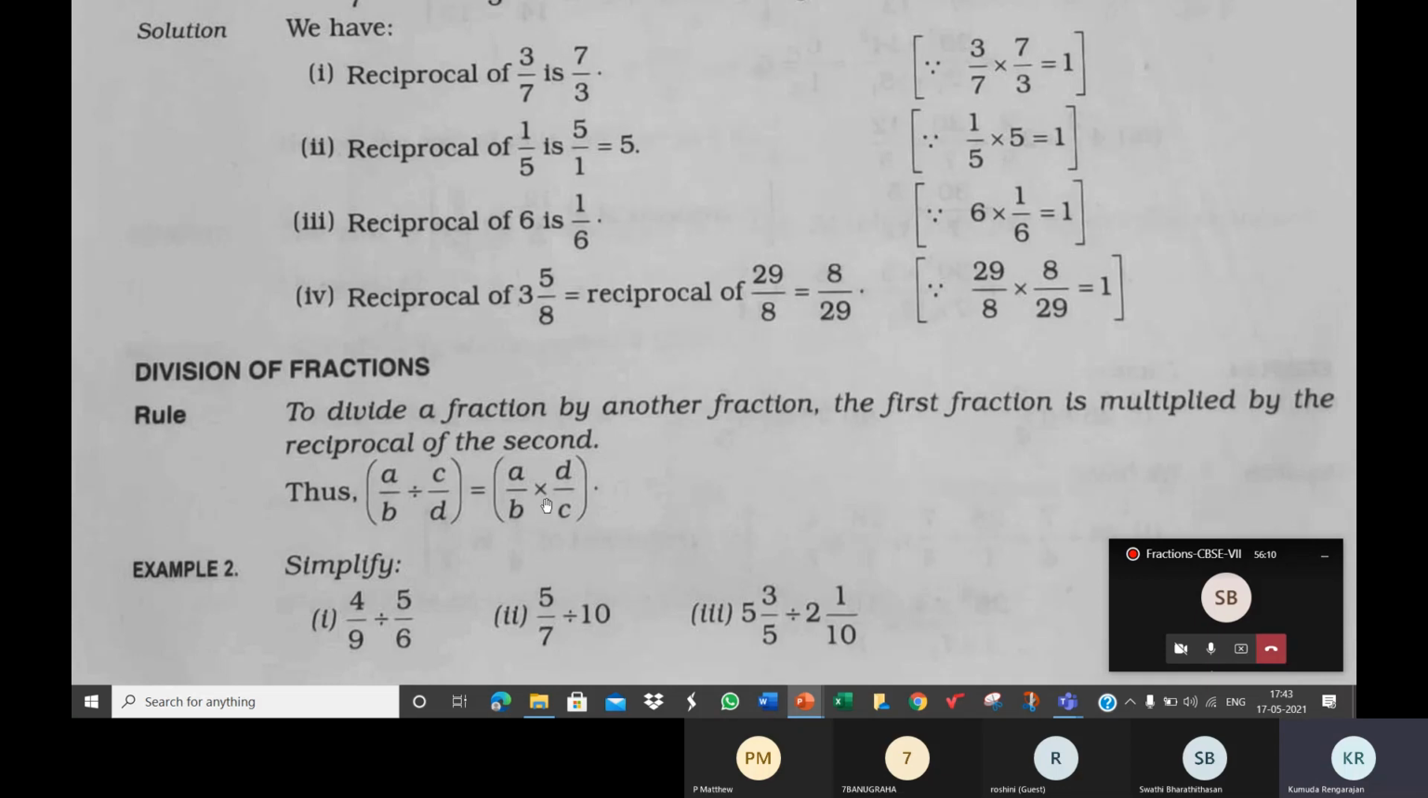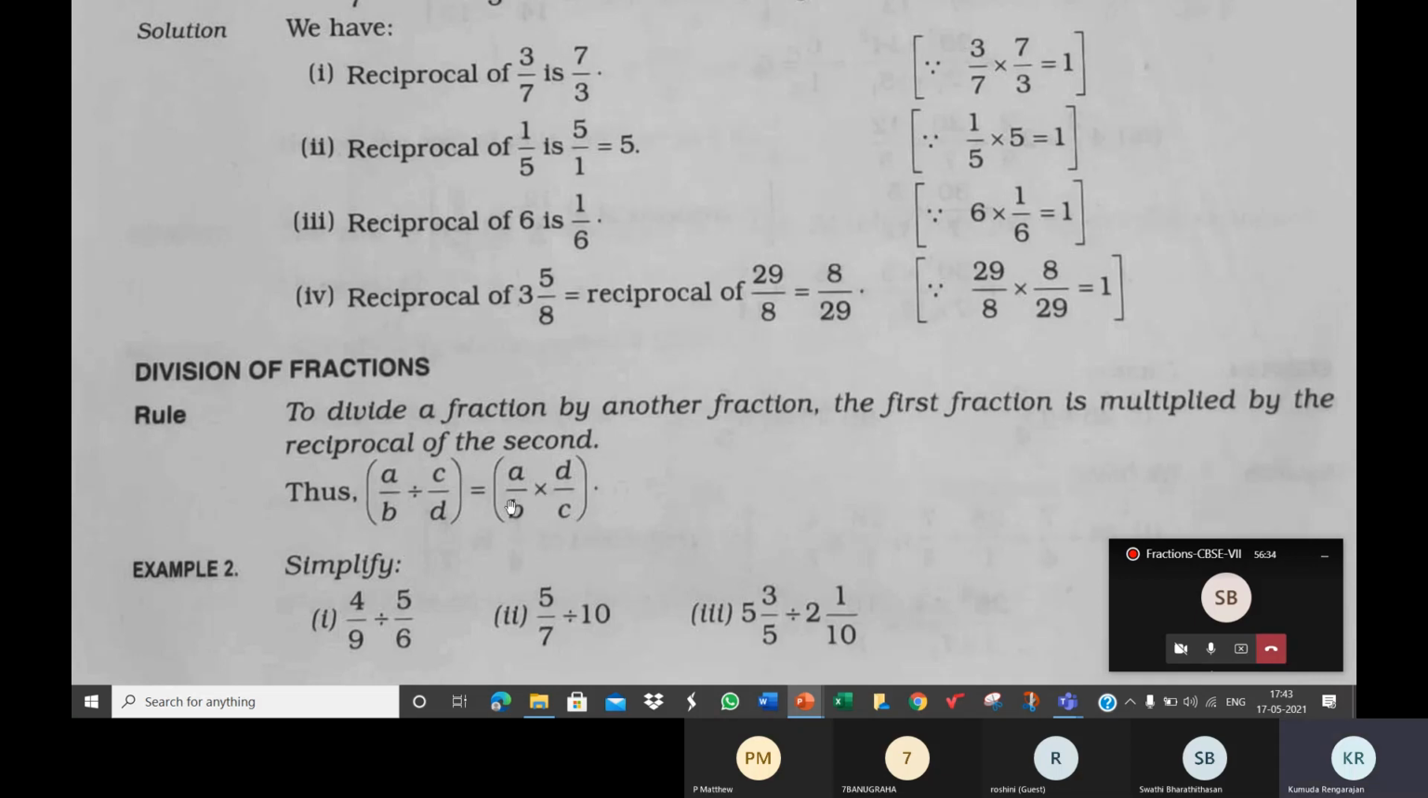So that is how we divide two fractions. We write the first fraction as it is. Then we change this division to multiplication. And we write the reciprocal of the second fraction. C by D is written as D by C. So we convert the division to multiplication.